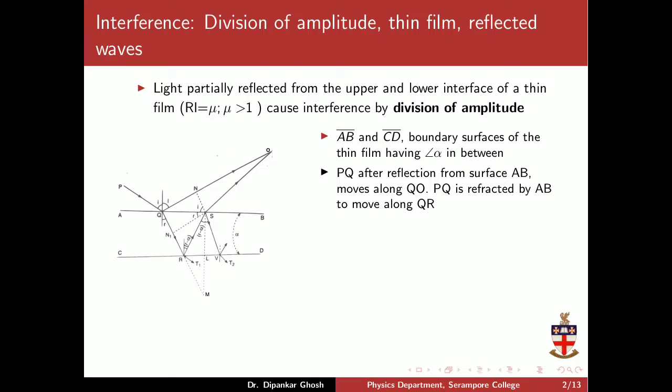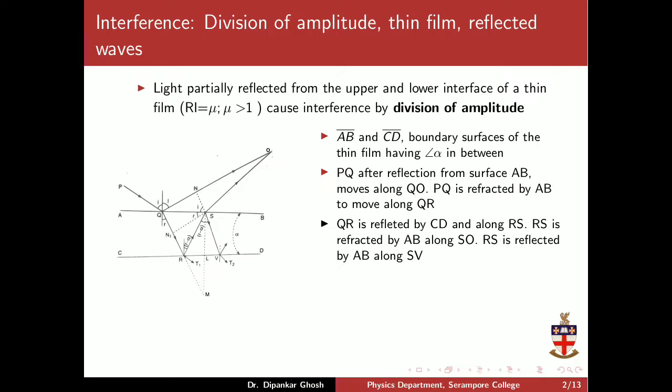Now when this QR ray is meeting the surface CD at the bottom of the thin film, it is once again experiencing reflection. It is moving along RS, and finally at S, when it is meeting the top surface AB again, it is undergoing reflection and refraction, and the refracted ray SO is meeting with the previously reflected ray QO at the point O.